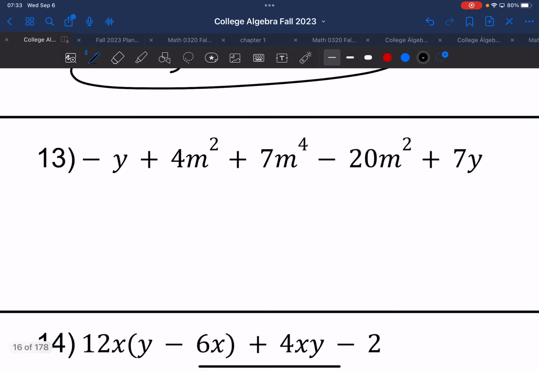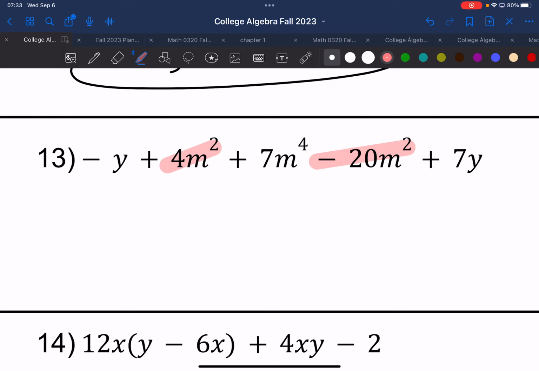Okay, do I have anything to distribute in number 13? No, there's no parentheses. That means I have nothing to distribute. So I'm going to start looking at like terms. Do I have any like terms? Okay, I have several. Well, it could be one. Good, so my m squares.